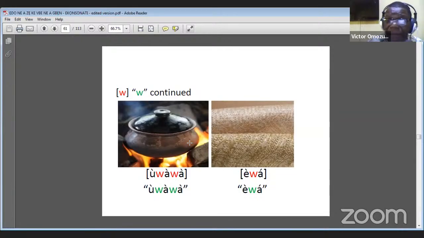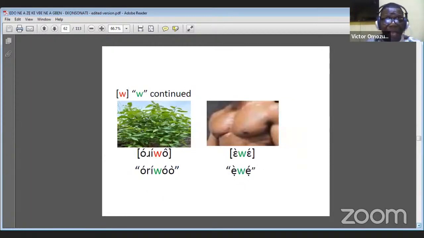Uwawa is we. We have something, like I saw in one YouTube presentation, where they said we is a nasal consonant. It is never a nasal consonant. It's one of the consonants that doesn't accept any nasal vowel in its environment in Edo. So you have Uwawa, and then you have Ewa. Uwawa, Ewa. That's the we.